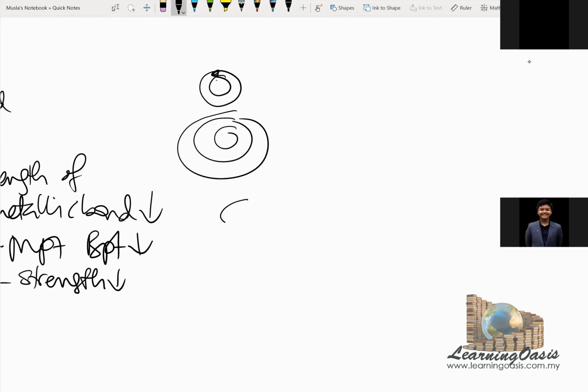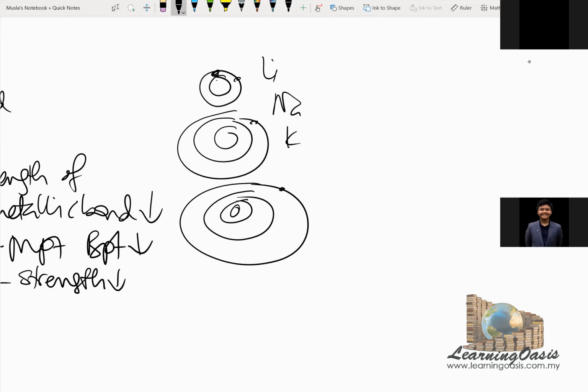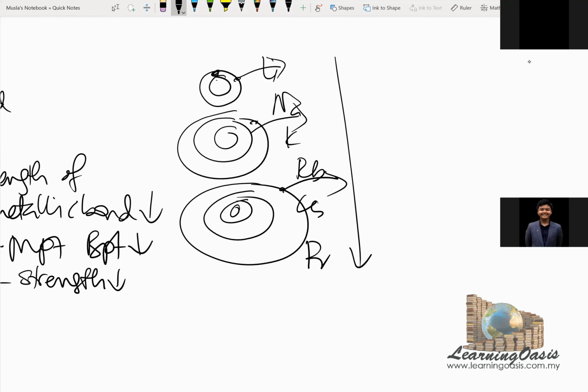So here you have 2,8,1 and 2,8,8,1. Now, how does it achieve octet stability? From lithium, sodium, potassium, rubidium, cesium, and francium, as you go down, all group 1 elements will do what to achieve octet stability? Lose one electron, forming a positive charge. As you go down, is it easier or not for them to lose an electron?